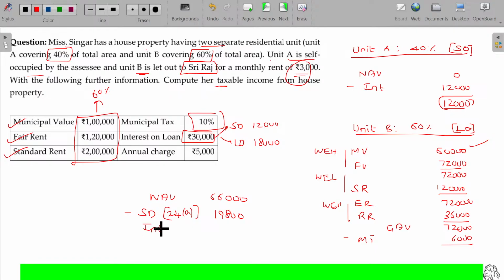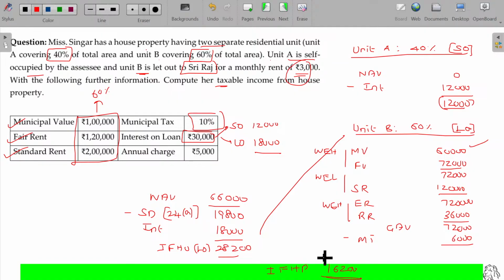You can subtract the interest component, being 18,000 for this let out portion alone. Then overall income from house property for let out, 28,200. And income from house property being, you adjust these two, how much is that? 16,200. 16,200 will be the income from house property. In one unit you have loss, in another unit you have profit, so you can merge both, so that you will end up with 16,200 being the income from house property.